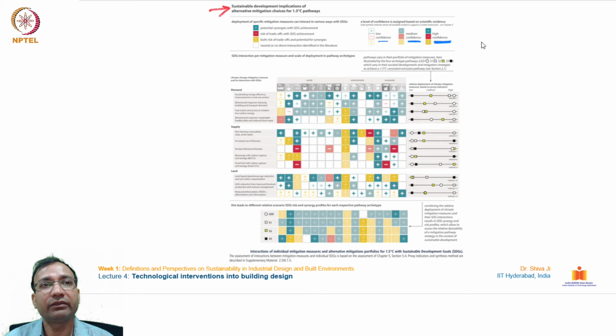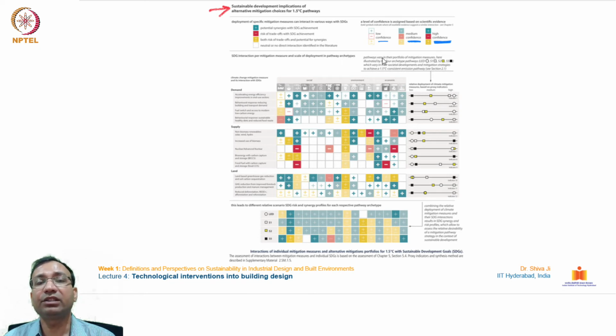I think we will go with the legends first. This green cell talks about the potential synergies with the SDG achievement. There is a potential synergy which is possible with the achievement of these many SDGs, which you can see in this dark green color. In the red color with the minus indication, there is a risk of trade-off with the SDG achievement. In the yellow color, with the plus minus, it has both the risk of the trade-off as well as the potential for the synergy. And the white ones are either neutral or not directly related or not directly affected.